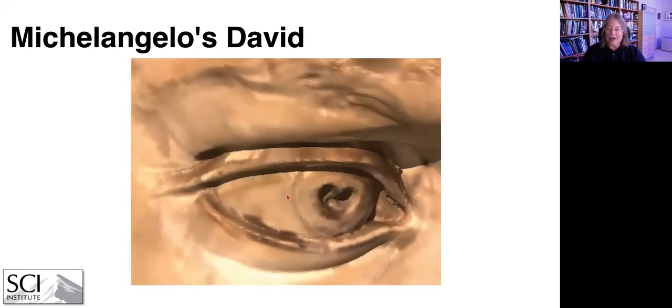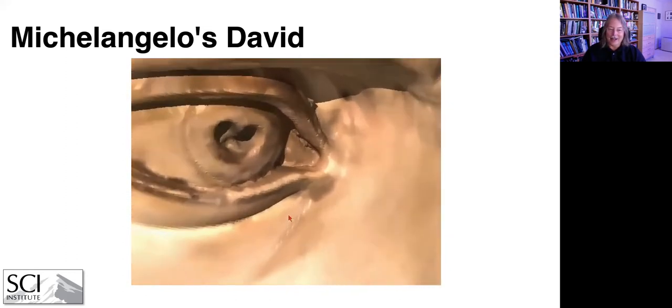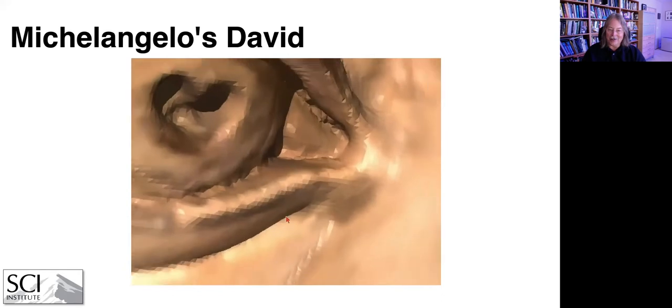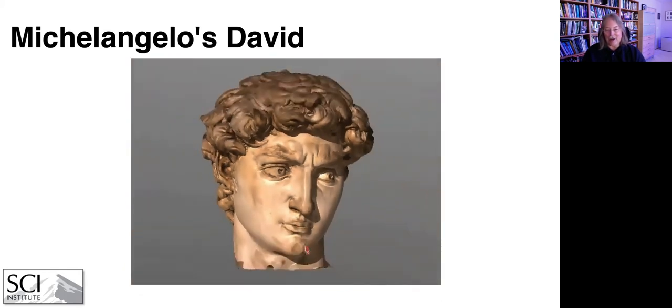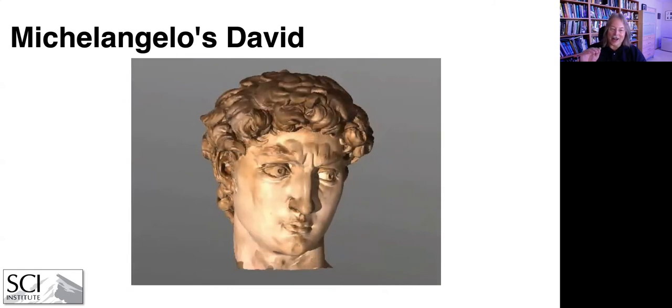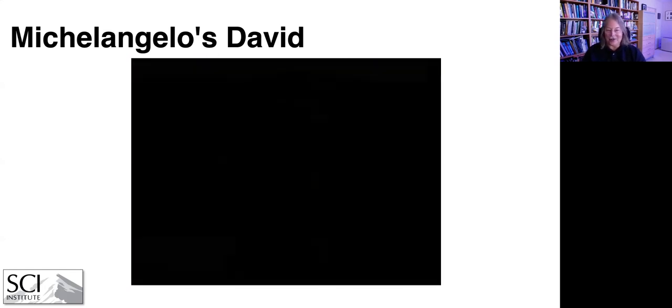And here we're taking that statue and zooming in on the eyes, where you can get a sense of the level of discretization, sub-millimeter level discretization, and we were able to change the lighting. So when the statue used to be outside, you could see what it would look like at different times of the day. One of our videos was next to the Michelangelo statue in the museum for a while.